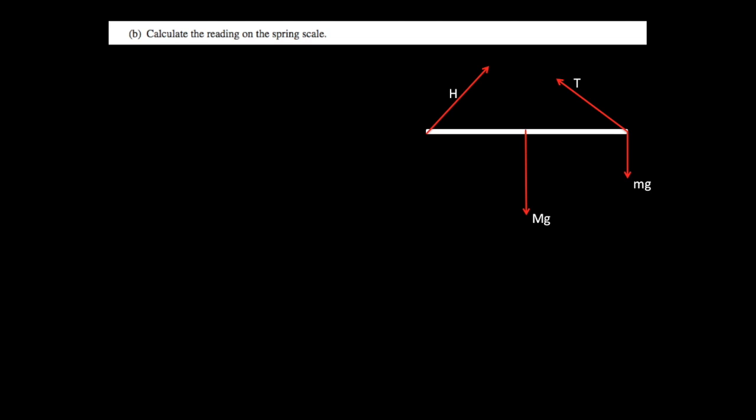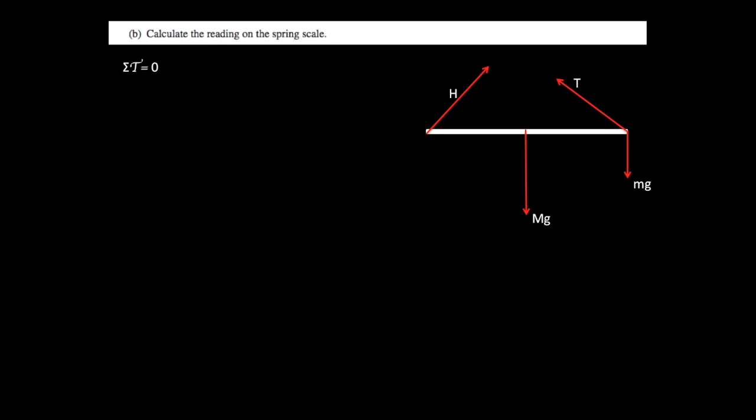Part B asks us to find the reading on the spring scale, which is basically another way of asking us to find the tension in the string. So the rod isn't moving. Therefore, the net torque on this rod is 0. Torque is equal to the moment of inertia times the angular acceleration, but if the rod isn't moving, the angular acceleration is 0, therefore making the net torque 0.